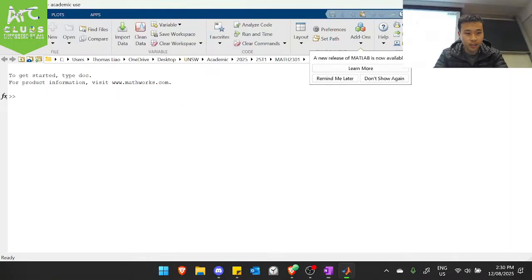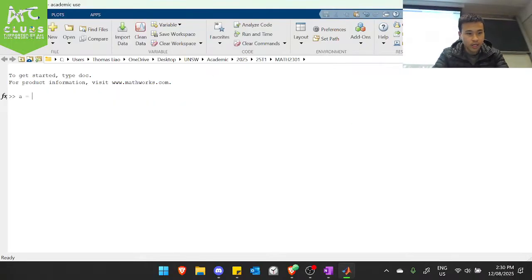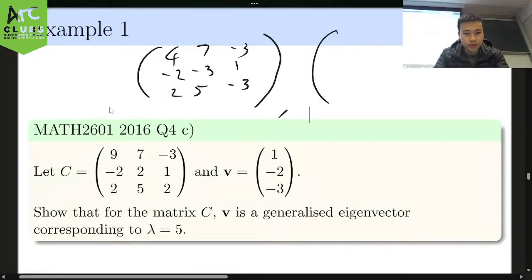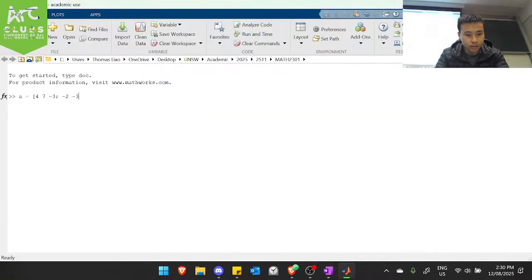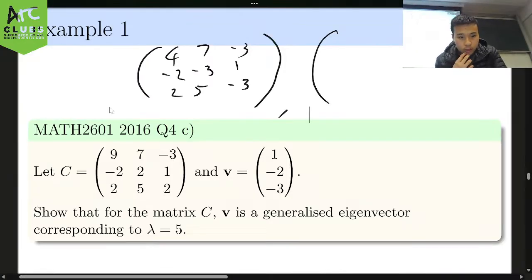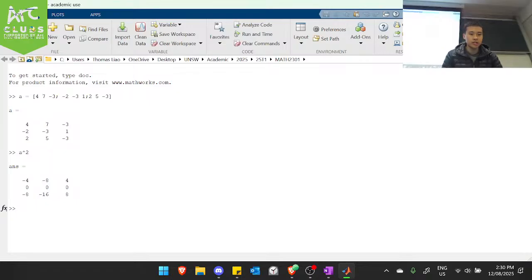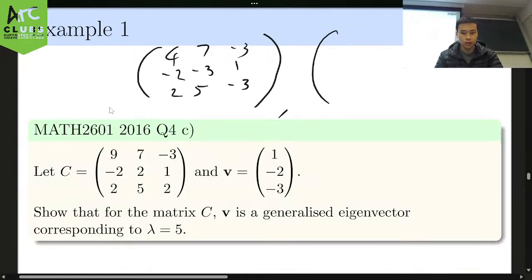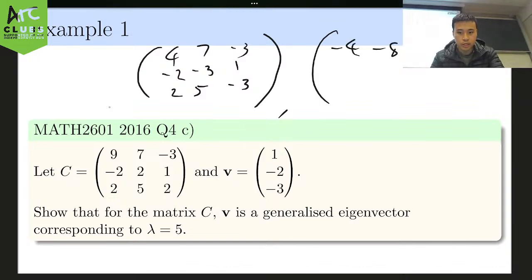Alright. A is equal to 4, 7, -3, -2, -1, 5, -3. Okay, let's see what A squared gets. Yeah, okay, so this is good. So minus 4, minus A, 4 is going to be the double. So minus A, minus 16, 8.